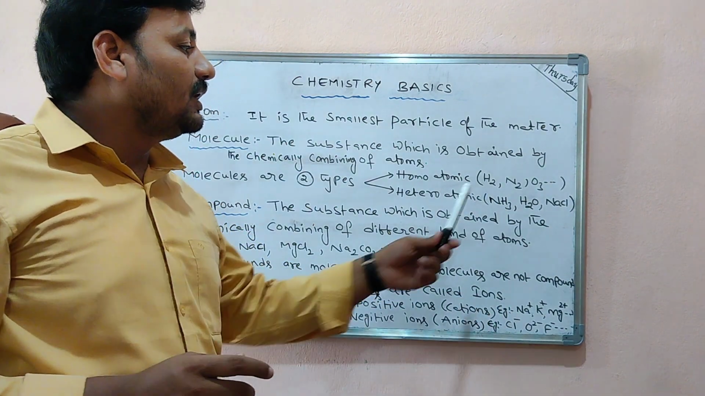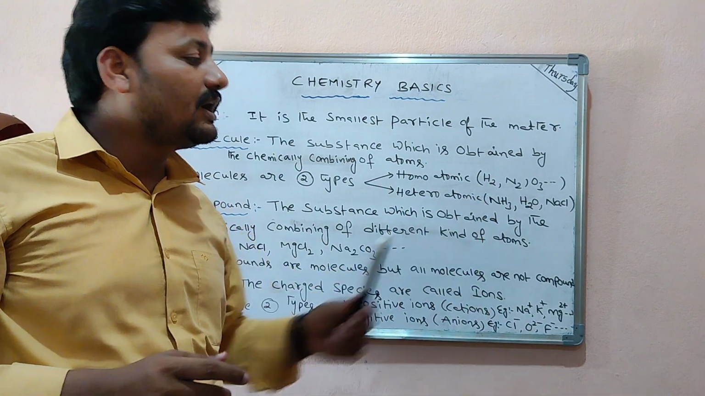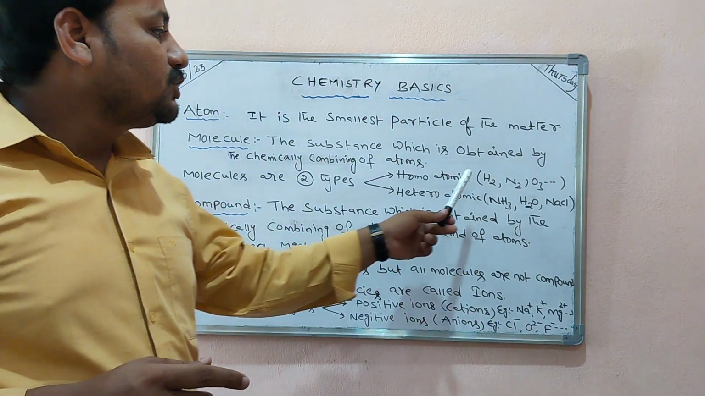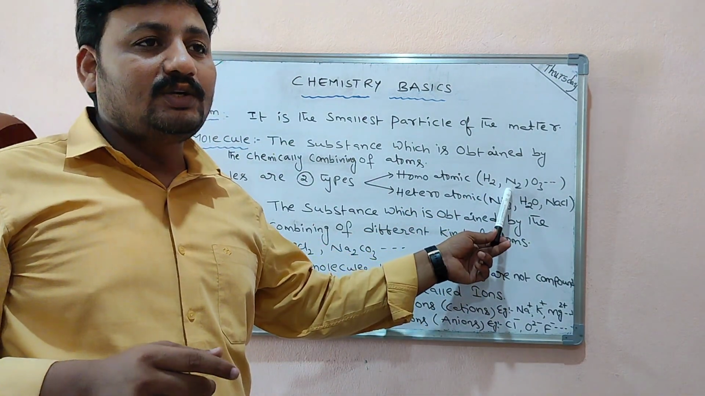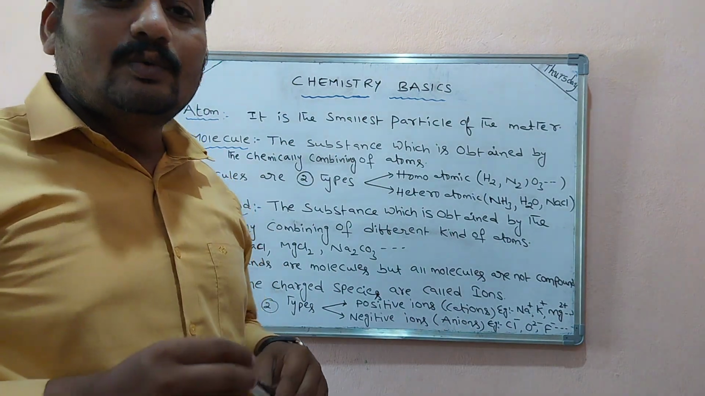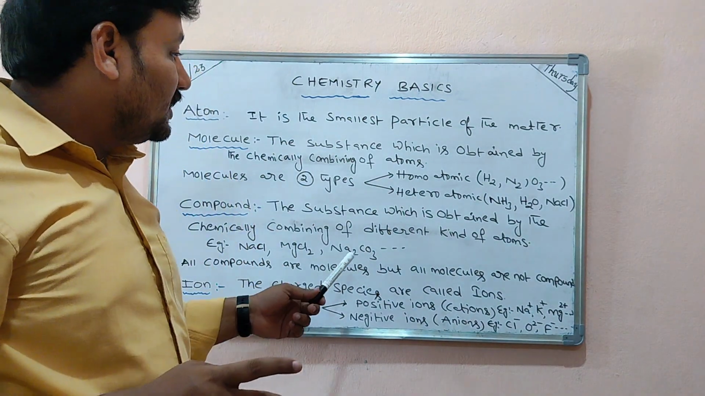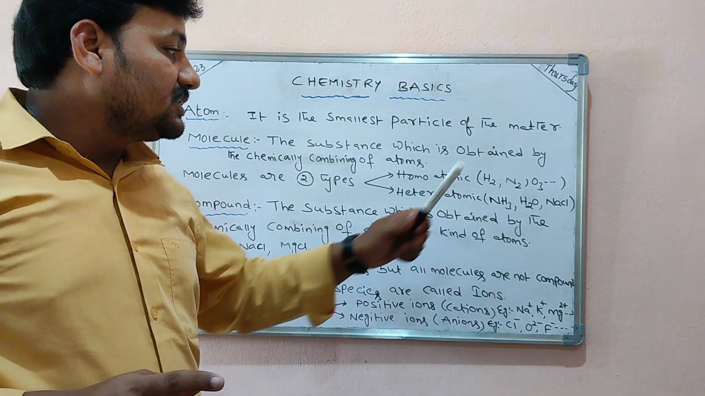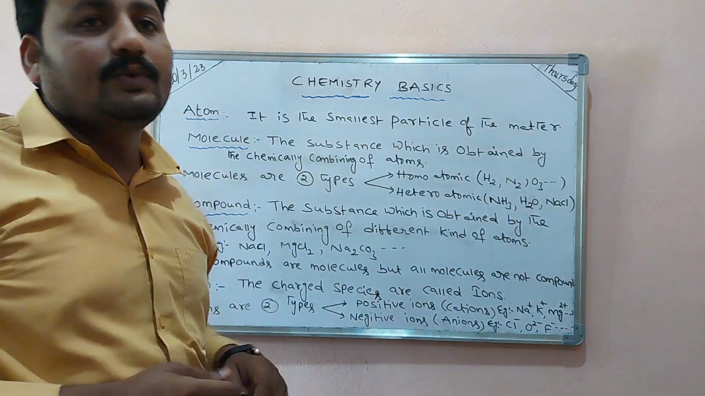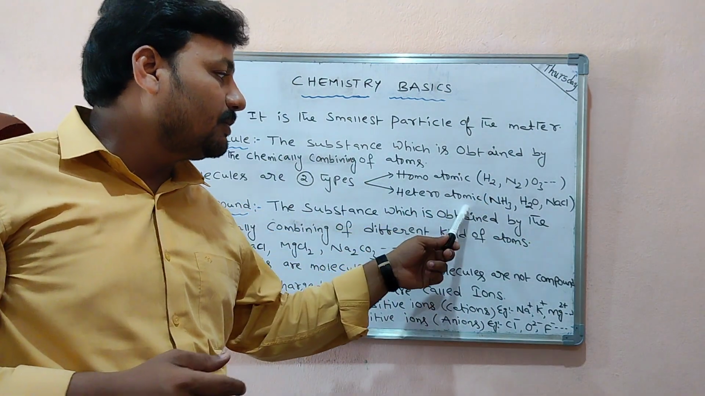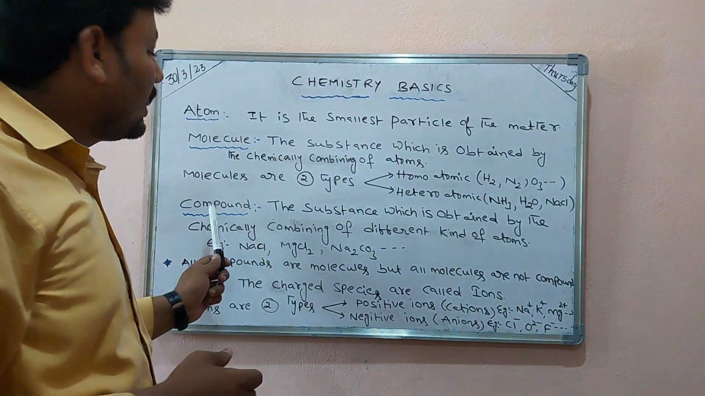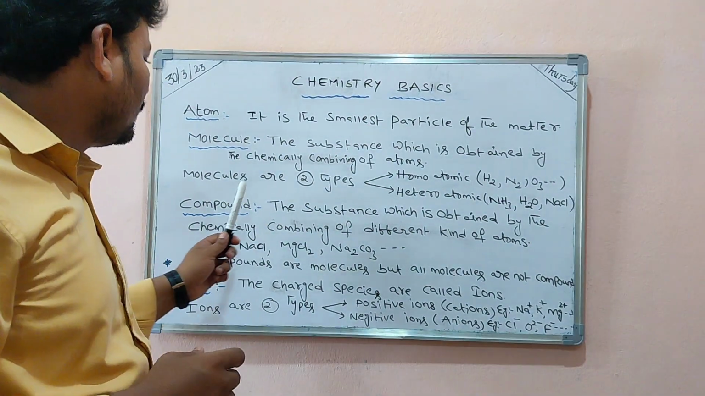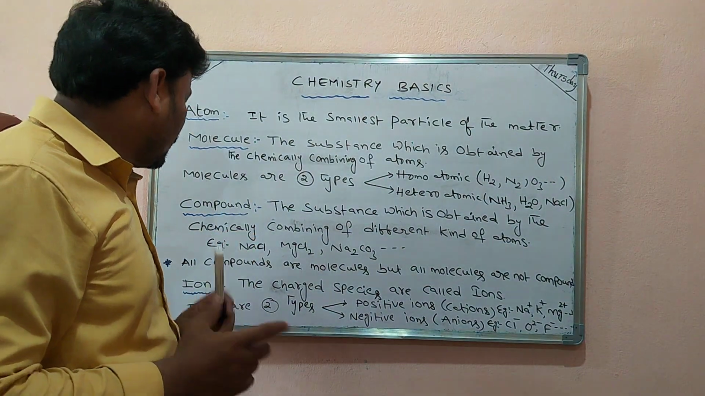For example, the hydrogen molecule is not a compound. You have to read H2 molecule, N2 molecule, O3 molecule. But H2O is considered a molecule and a compound because it is a heteroatomic molecule. It is known as a compound also. This is the difference between the molecule and compounds.